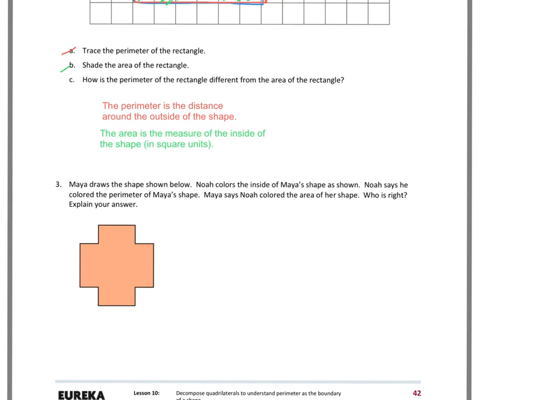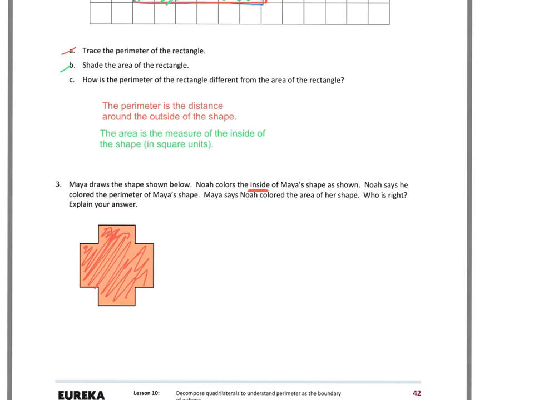So for 3, I'll read this part, we'll talk quick, and then I'll let you figure this one out. Maya draws the shape shown below. Noah colors the inside of Maya's shape as shown. So Noah colors this one in, and I'll go over what Noah did, except his probably looks a little neater than mine. Noah says he colored the perimeter of Maya's shape. Maya says Noah colored the area of her shape. Who is right? So what we need to do is explain or state who is correct.